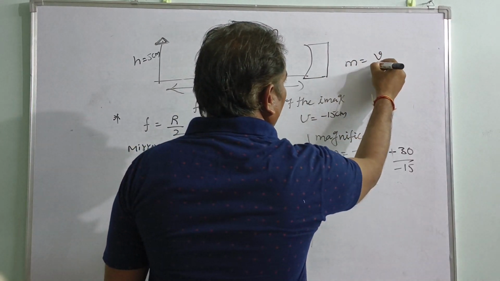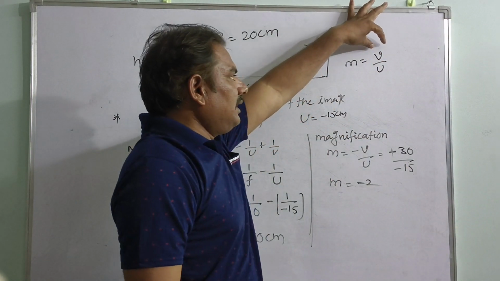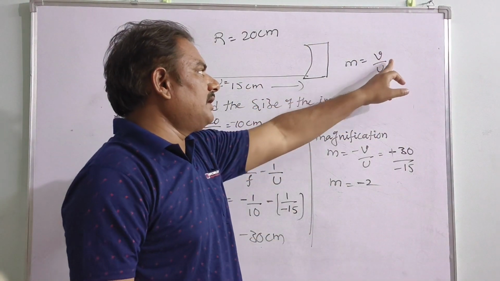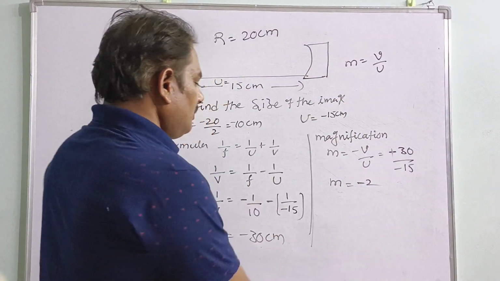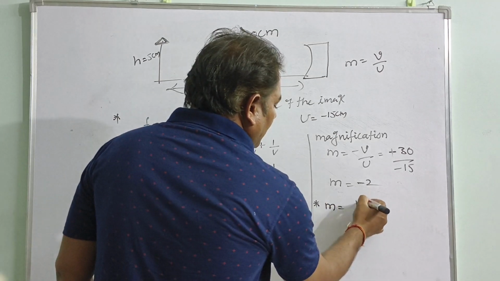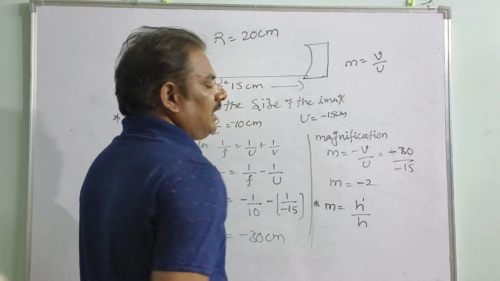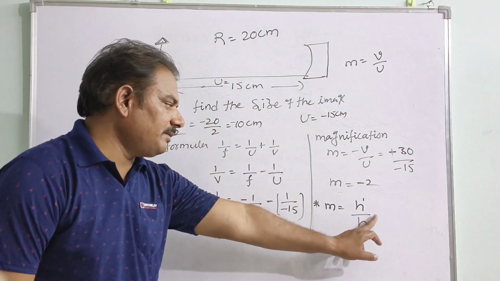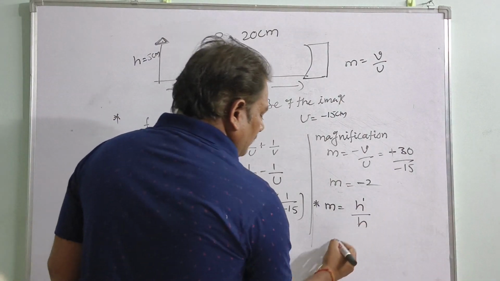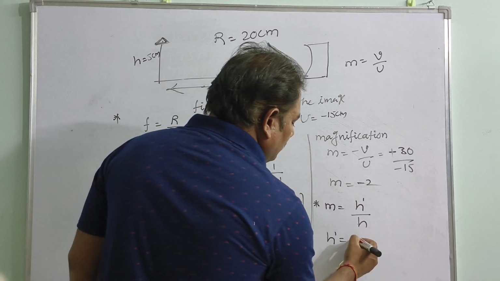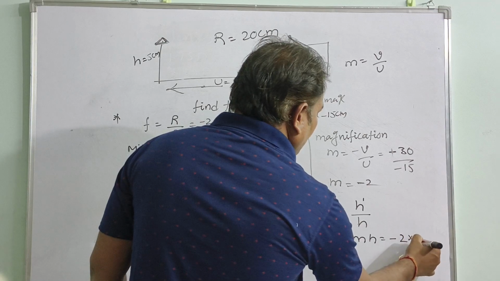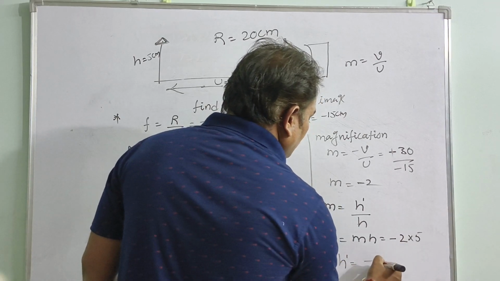Magnification is equal to v by u, that is the distance of the image by the distance of the object. Magnification has another formula also, that is height of the image by height of the object. Here we need the height of the image, h dash. h dash is equal to m into h. So m value is minus 2 into h value is 5. So h dash is equal to minus 10.